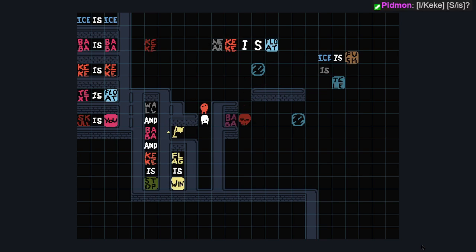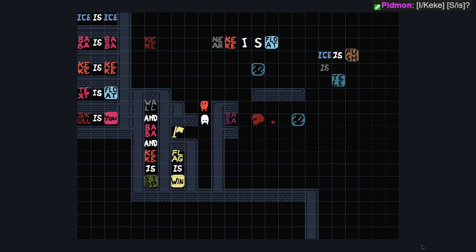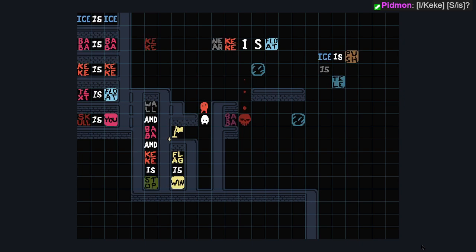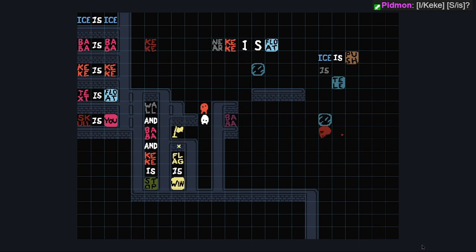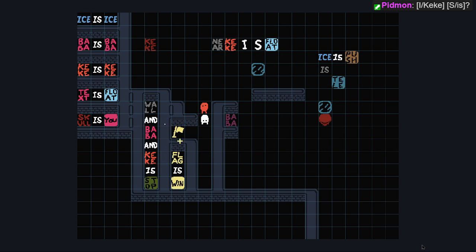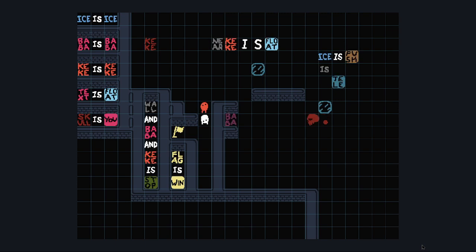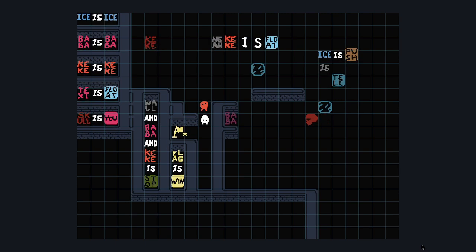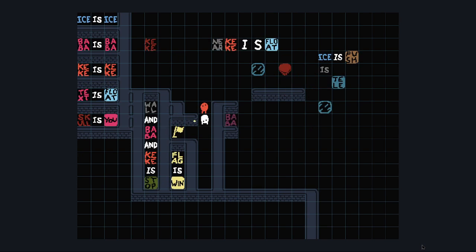Because if Baba is push and then KK is push, they'd both be pushed simultaneously. It's worth a shot. Yeah, brackets I slash KK, and then brackets S slash I. Yeah, I mean, it's worth a shot. Because technically, it should hopefully be able to be parsed as Baba is push, Kick is push.